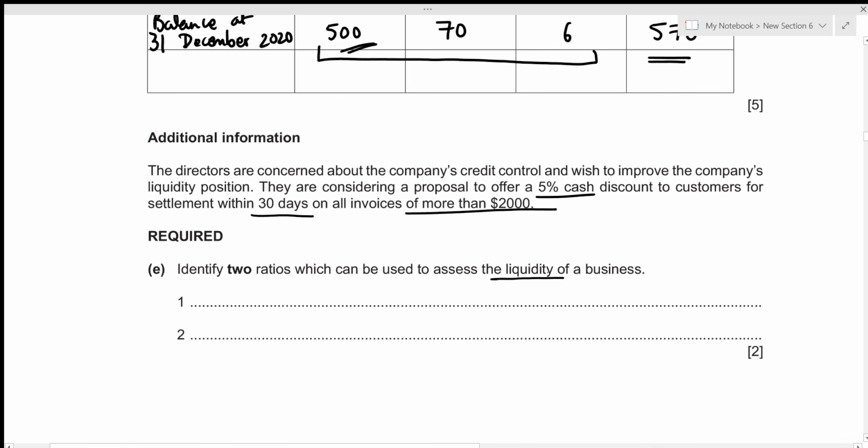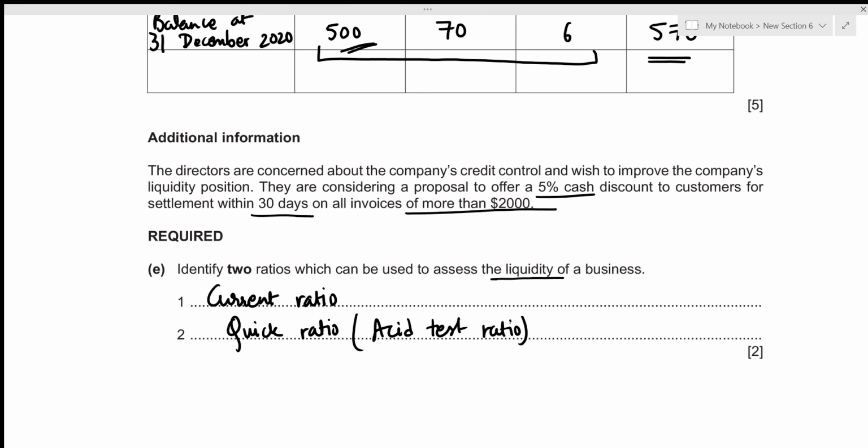So if we are to see the liquidity of a business, there are basically two liquidity ratios known as the current ratio and the quick ratio. So we can just write it down. The first one is current ratio. It figures out the relationship between the current assets and the current liabilities. And the next one is quick ratio. So quick ratio measures the relationship between quick assets and the current liabilities. It is also known as acid test ratio. This concludes the fifth part. Let's move on to the sixth one.